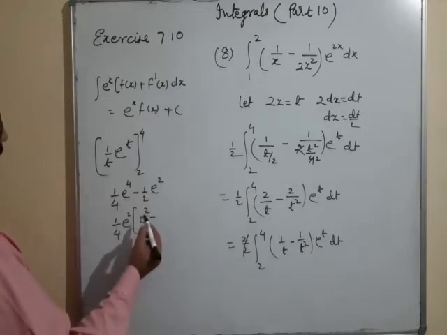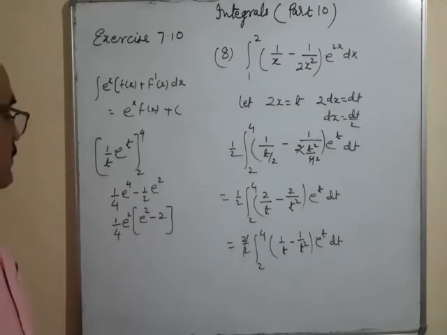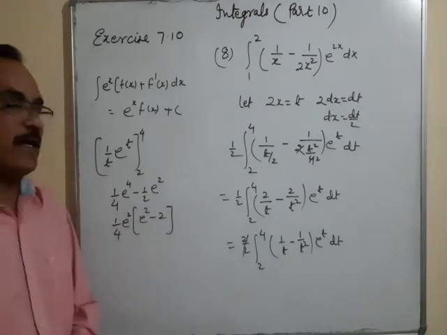so 2 is upside, and e² is common: (1/4) e² (e² − 2). Okay.